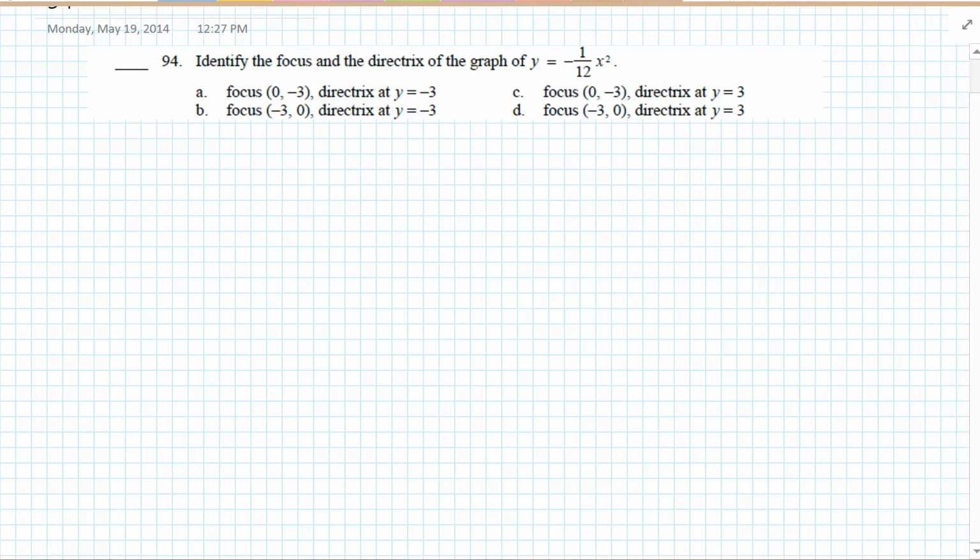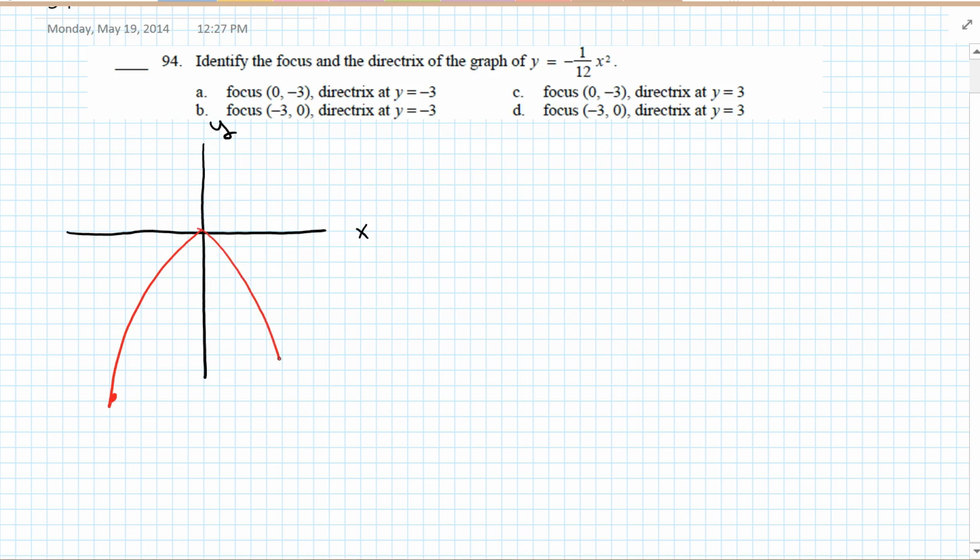94. Okay, identify the focus and the directrix of the graph y equals negative 1/12 x squared. Okay, first let's go ahead and just plot this a little bit. Since it's y equals, we know it's a parabola, and we know it's going to be encompassing the y-axis, and since our a value is negative, we know it's going to go down. So it's going to look something like this.